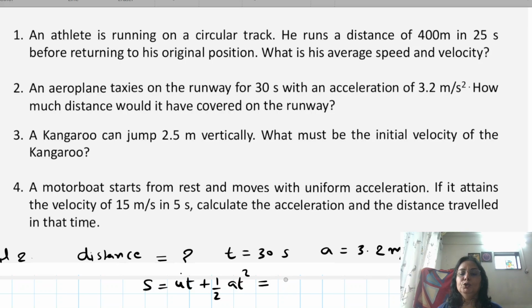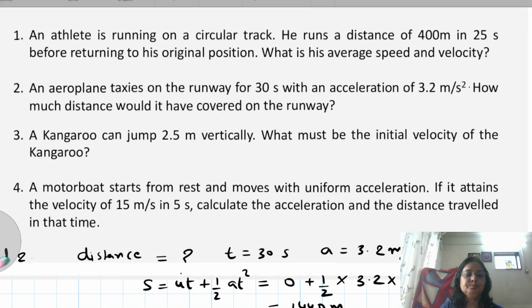So u is 0 because aeroplane taxis on the runway, so initial velocity is 0, plus half, a is nothing but 3.2, and t is nothing but 30 square. T square is nothing but 30 square. This comes out to be 1440 meter. Let's move on to the third question.